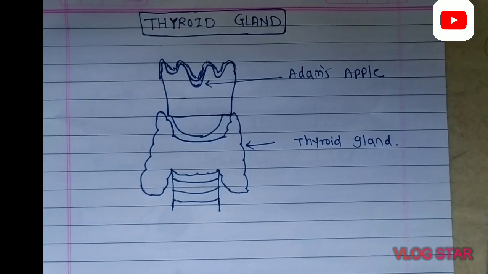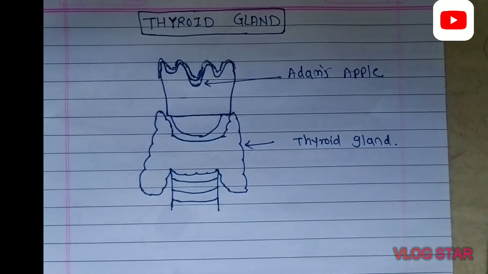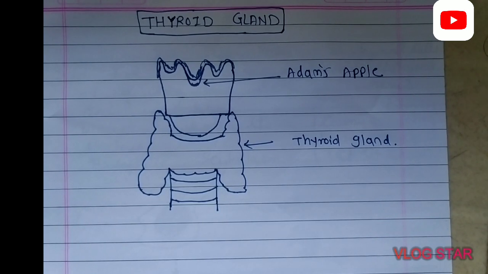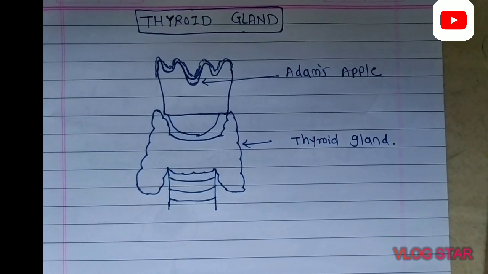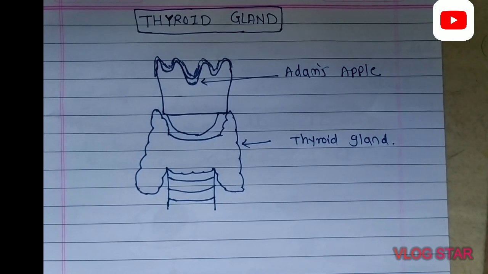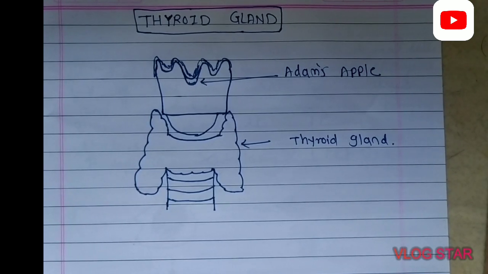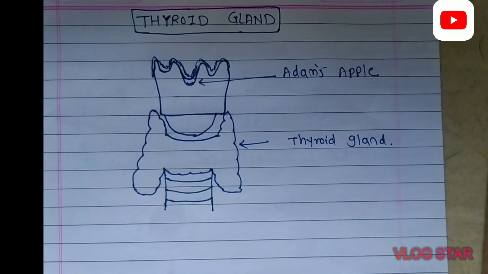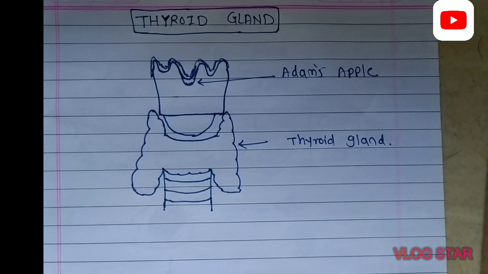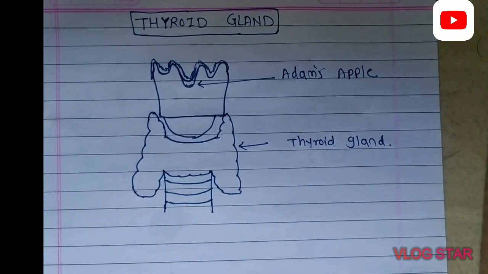So now let us learn about the thyroid gland in detail. The thyroid gland is the largest endocrine gland in the body. It is an endocrine gland, which means it secretes hormones. The thyroid gland secretes two important hormones.